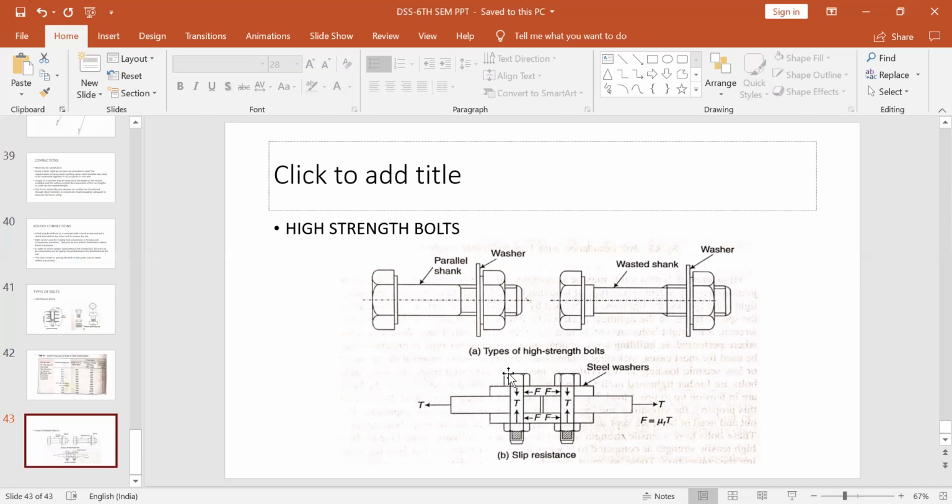So this is how the high strength bolt works. What are the advantages of high strength friction grip bolts, called HSFG bolts?